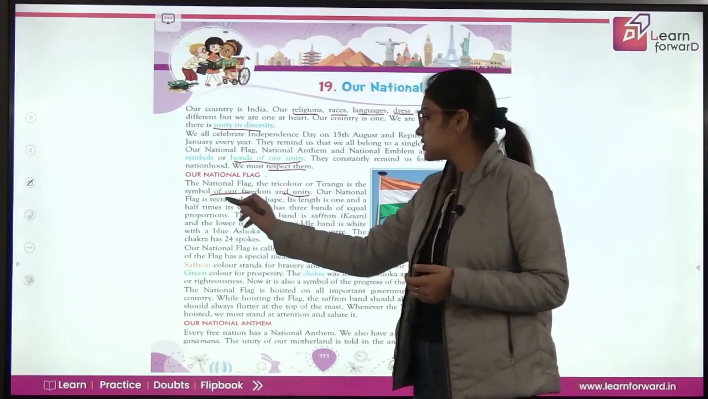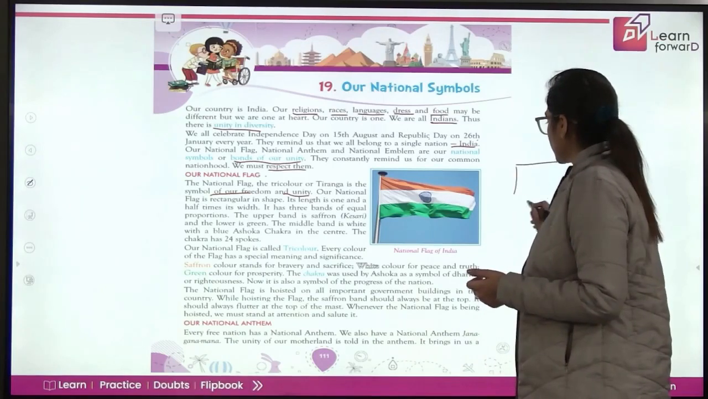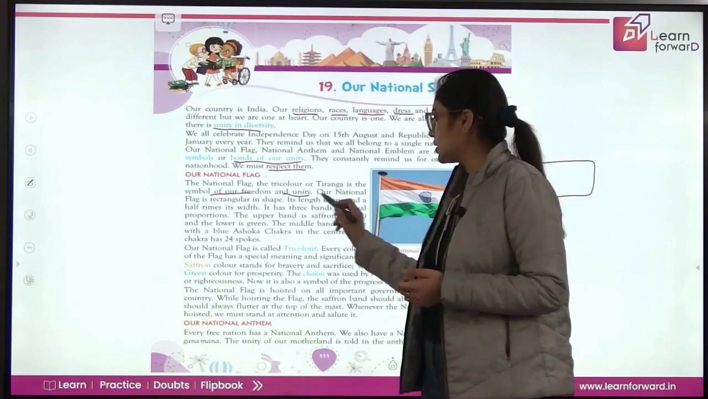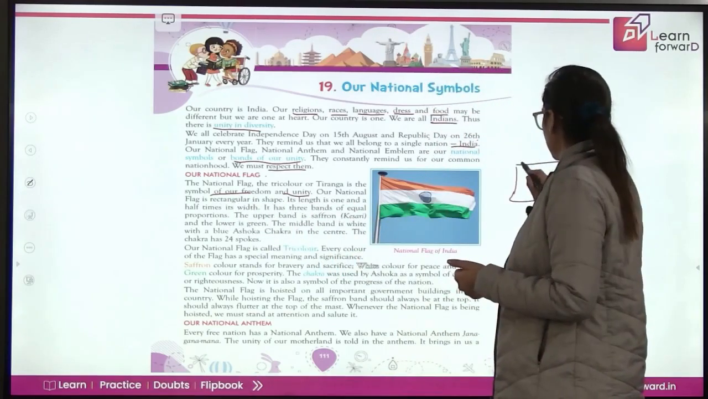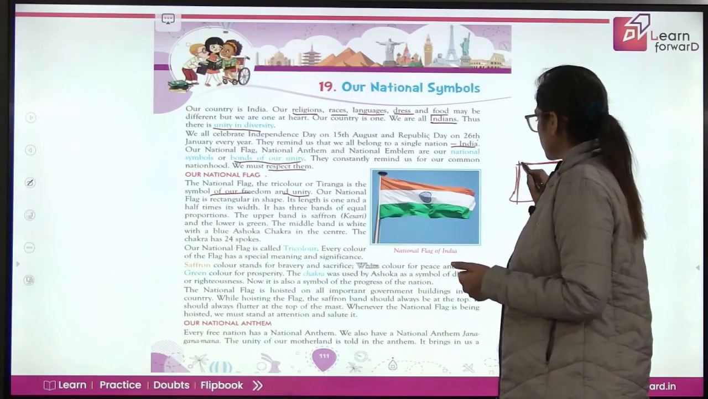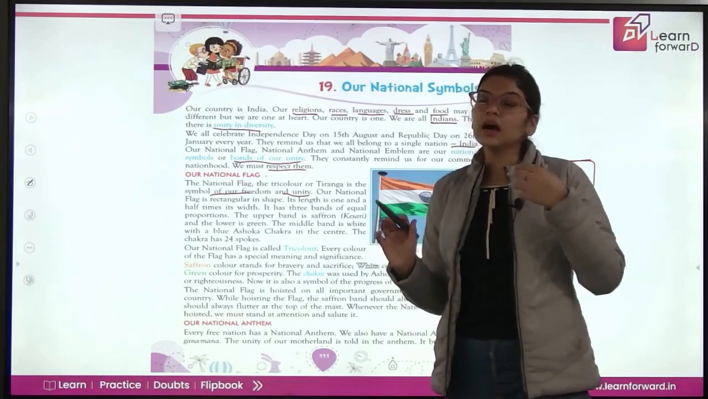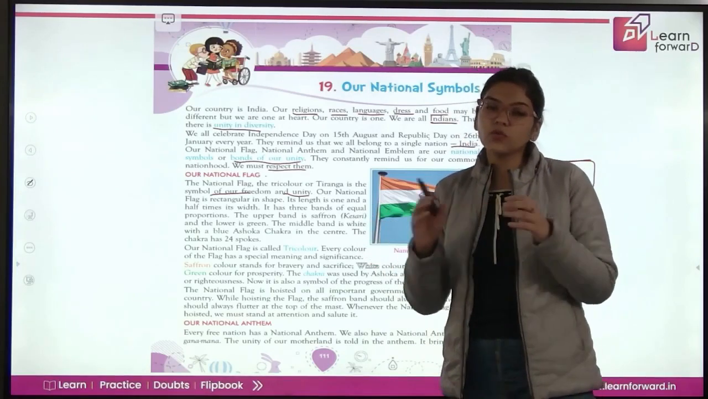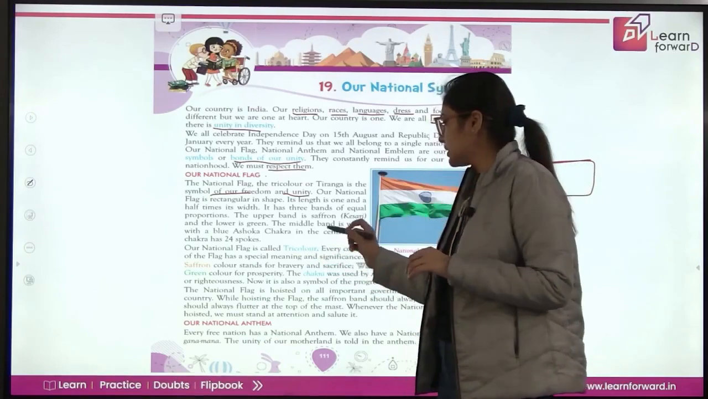Our national flag is rectangular in shape. So we can see that our flag is like this. It is rectangular in shape. Its length is 1 and a half times its width. अगर उसकी length 2 है और तो उसकी जो width रहेगी वो basically length के half होती है. मतलब for example 2 centimeter अगर आपकी length है तो उसका half आपकी width रहेगी.